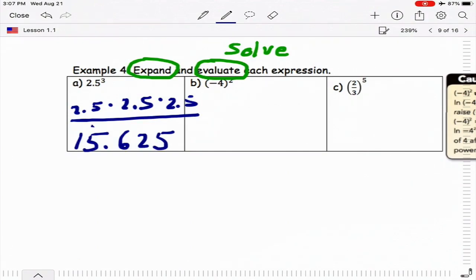And you should get 15.625. Next one. Because it's said to expand, you have to do it this way. But if it didn't say to expand, you could have also done this with your calculator. I want you to know how.